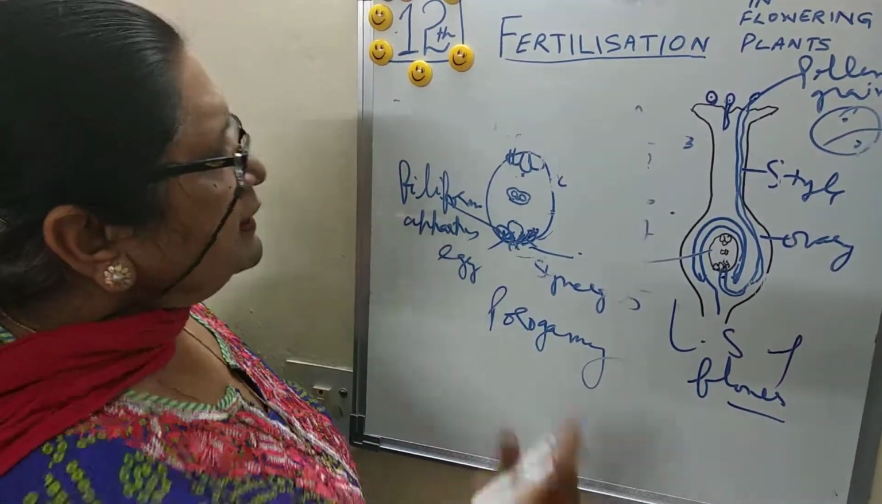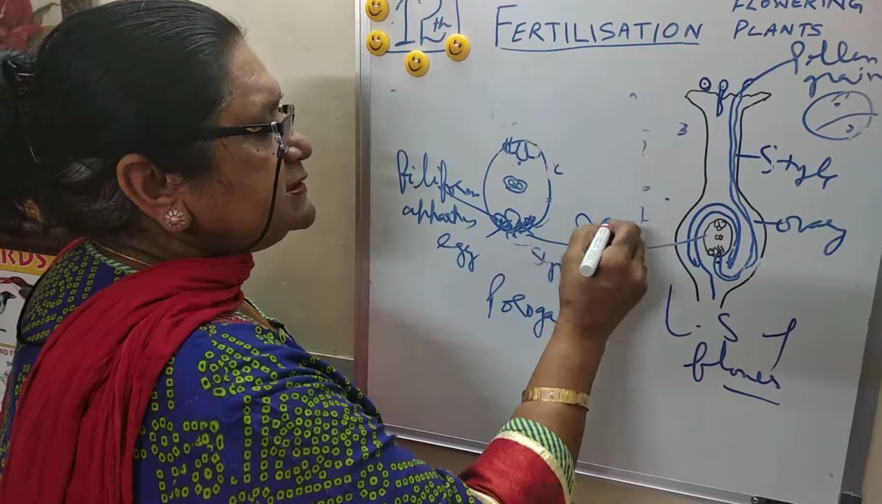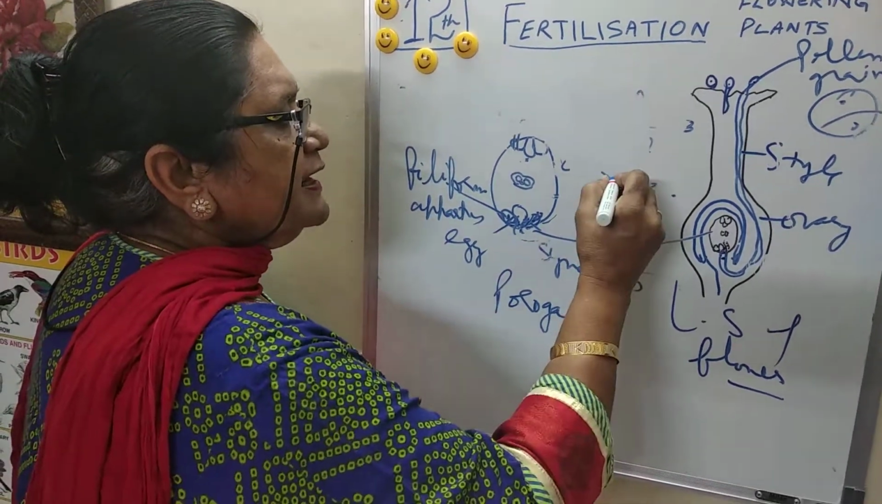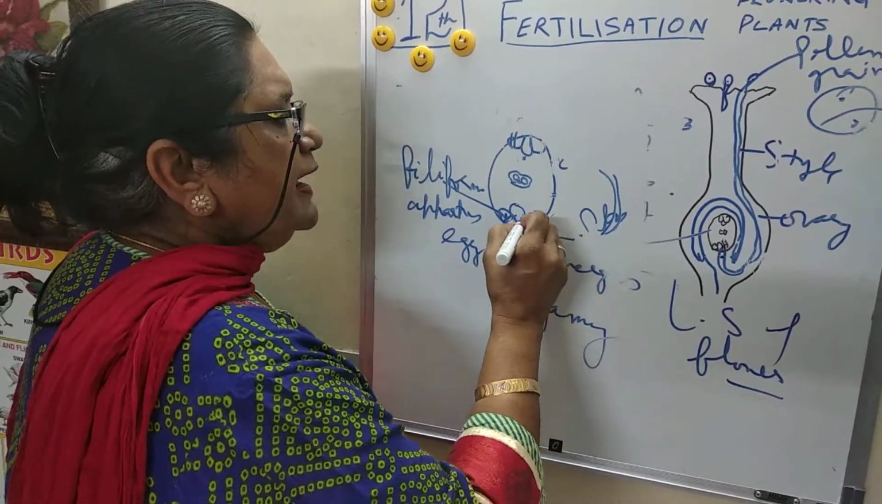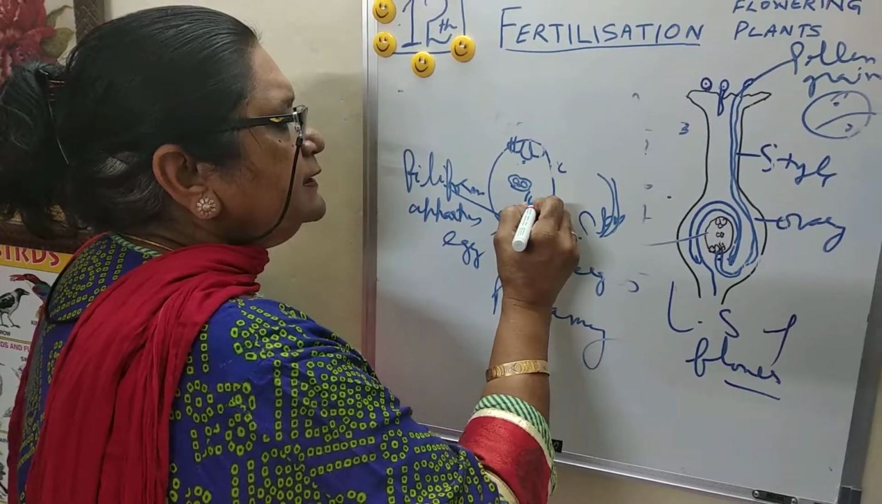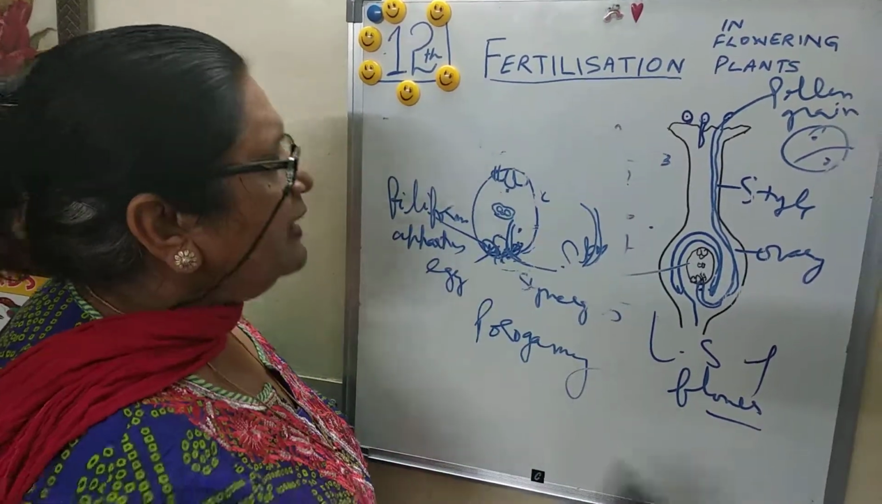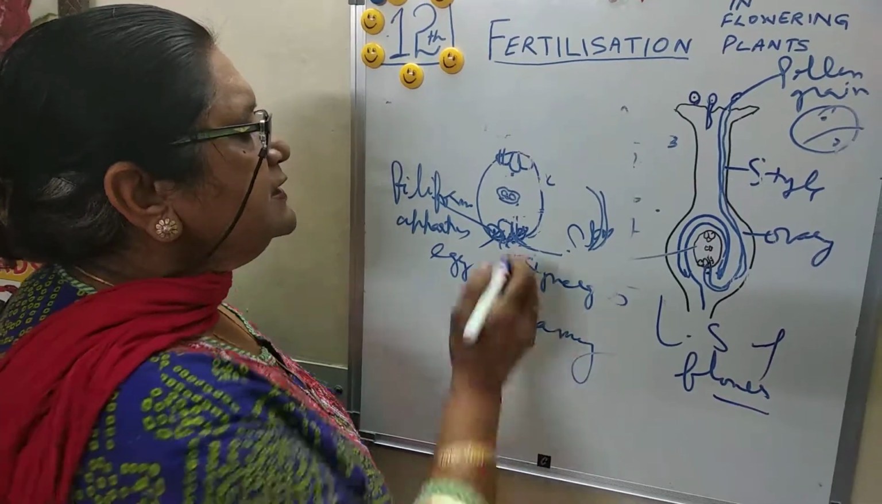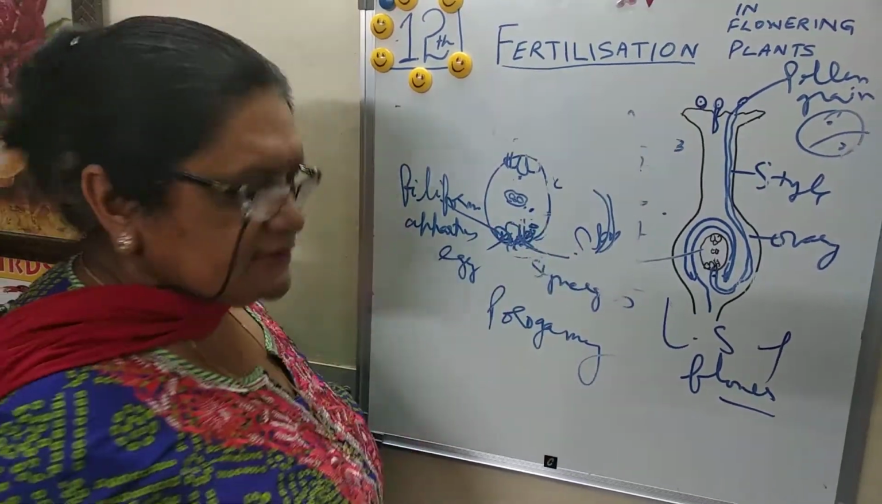So what happens? The filiform apparatus, this is the filiform apparatus, gives the direction like this. So when they enter like this, they release 2 male gametes inside.